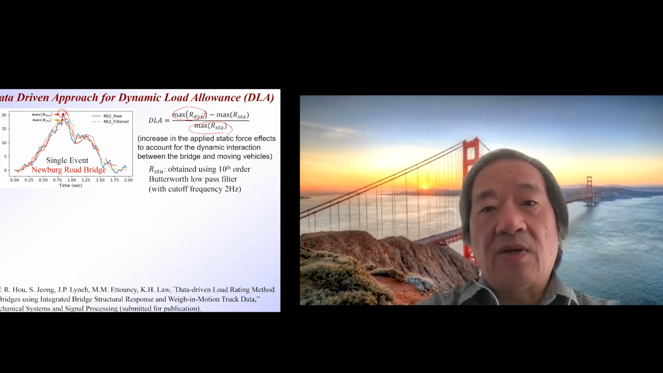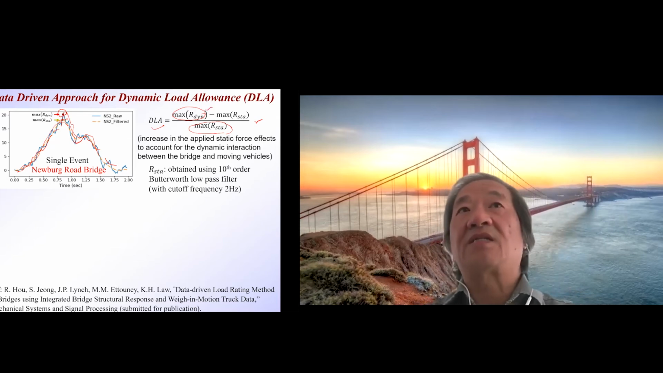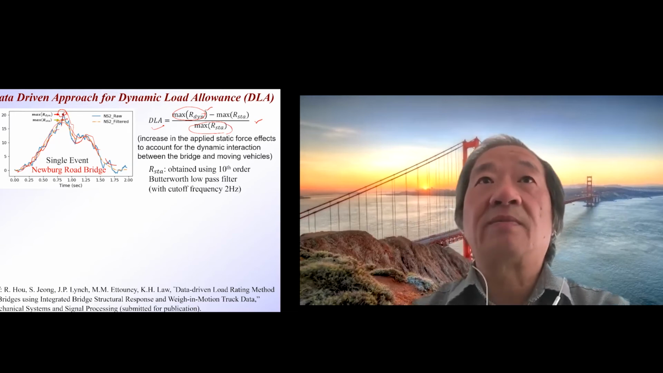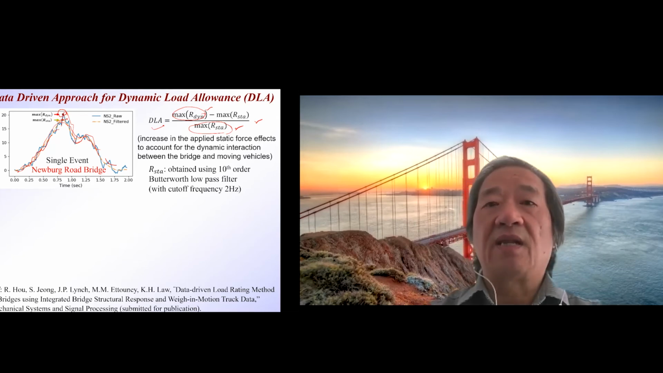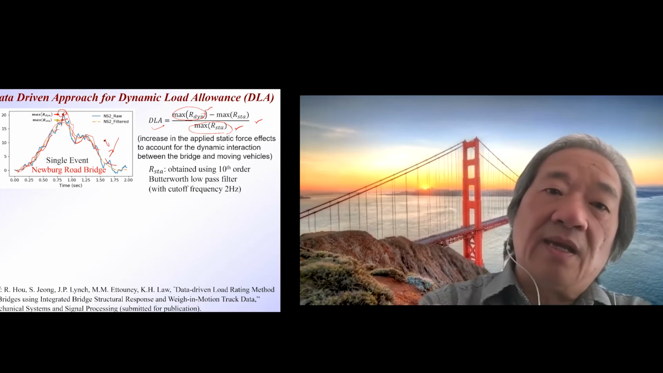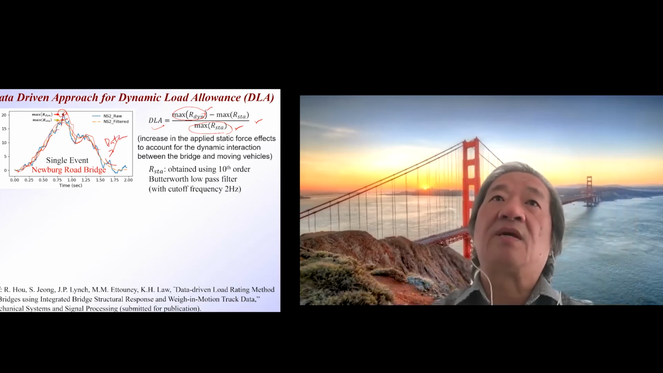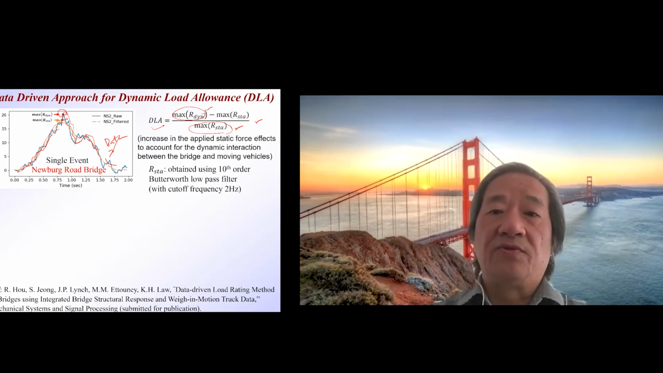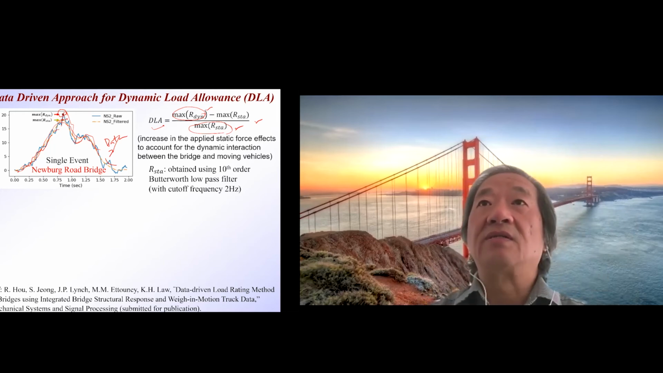The dynamic load allowance is based on the difference between the maximum dynamic response, subtracting the maximum static response, divided by the live load response. So that basically is the dynamic load allowance. Now we are using the data that we collect of the same truck going through the entire corridor, identified using computer vision techniques as we've gone through, as the way to calculate this dynamic load allowance.